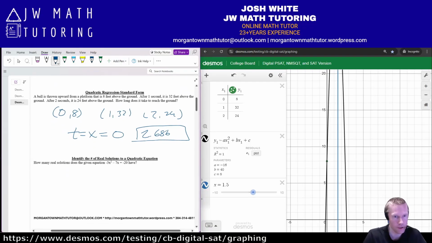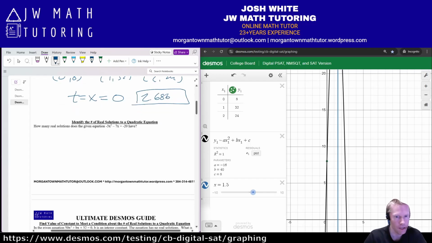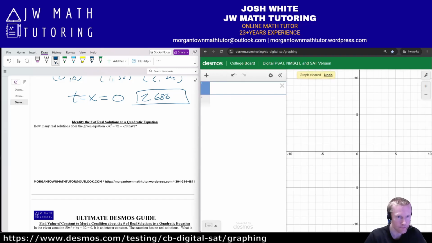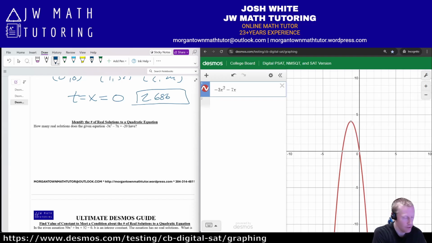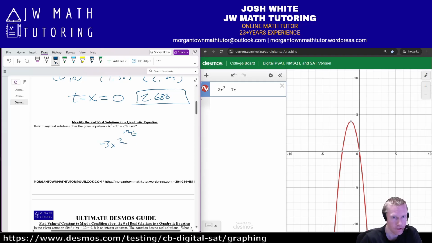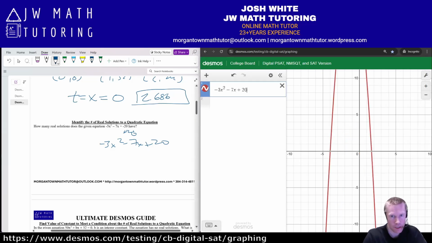So this first example says, how many real solutions does this equation have? All you have to do, again, is type in the entire equation and then look for the number of x-intercepts. But what I'm going to do is move the 20 over by adding it, so that it's then equal to 0, and then just graph this.